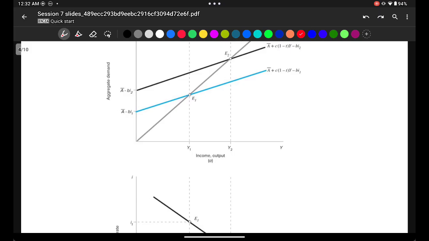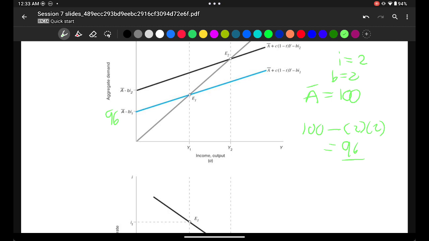So if they give me my autonomous expenditure, they'll say autonomous expenditure is equal to 100. And they tell me during this time b is equal to 2. Then they'll tell me the interest rate is, let's make it simple, 2 also. So what will this value be? It'll be 100 minus 2 times 2, isn't it? That will be 100 minus 4. That's 96. So this is 96.